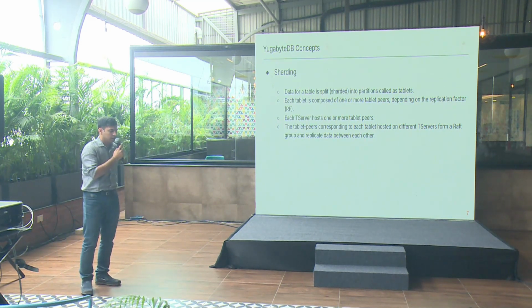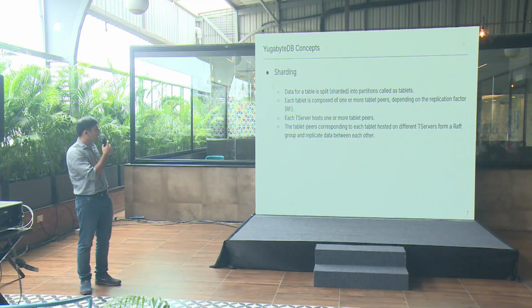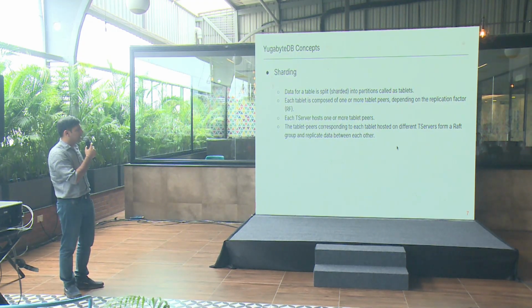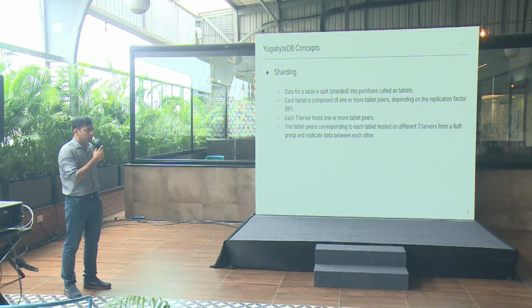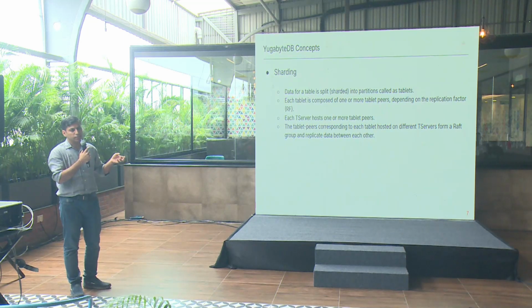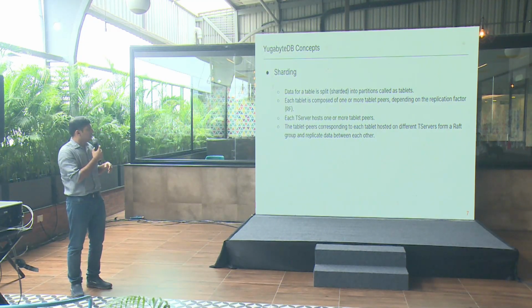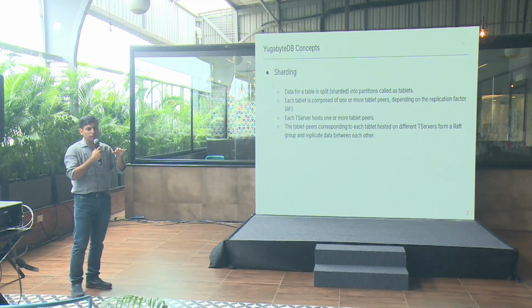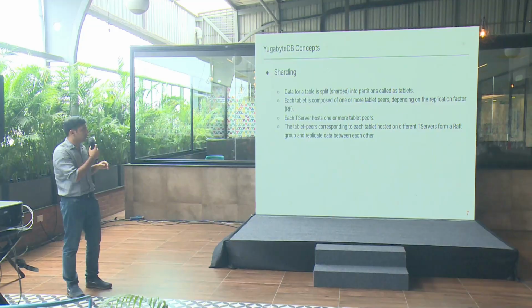Talking about sharding, as I mentioned earlier, whatever table you create, Yugabyte splits the data into multiple shards called tablets. If you have, let's say, a table with 100 records and 4 nodes, it can split the data into 4 shards or tablets, and each node will have a tablet. That way it spreads the data across the entire cluster, not limited to a specific node.